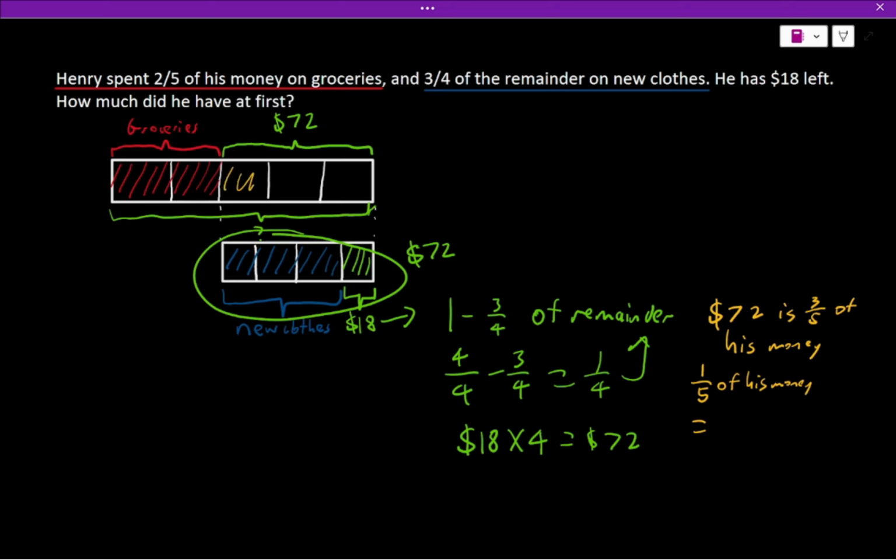This is going to be equal to 7 divided by 3, it's 2, remaining 1, 12 divided by 3 is 4. So that's $24. 1/5 of his money is going to be $24. So therefore, we want to find how much he had at first. We are going to take $24 and multiply by 5 because he initially had 5/5 to begin with, and we already know what 1/5 is worth. So this is going to be equal to $120.